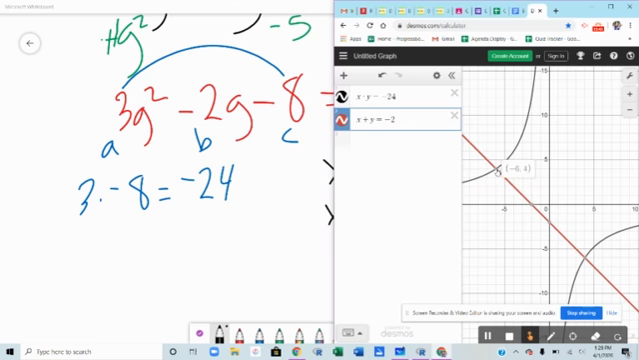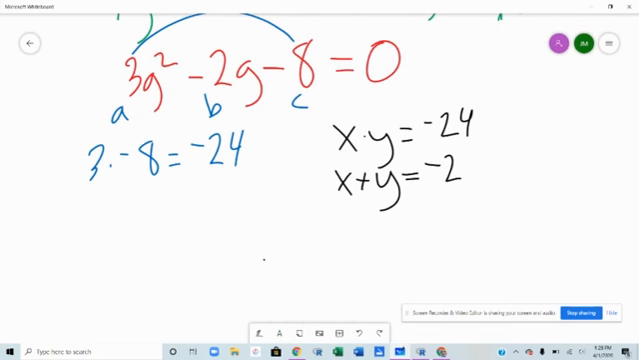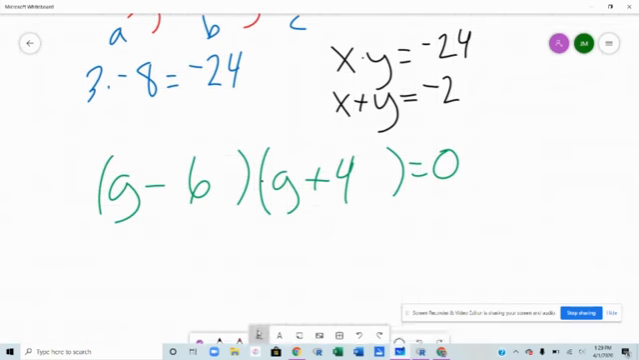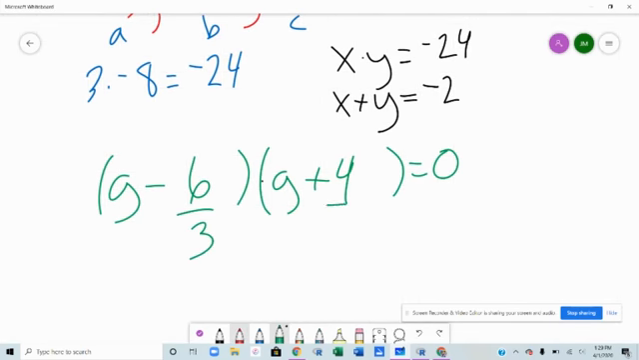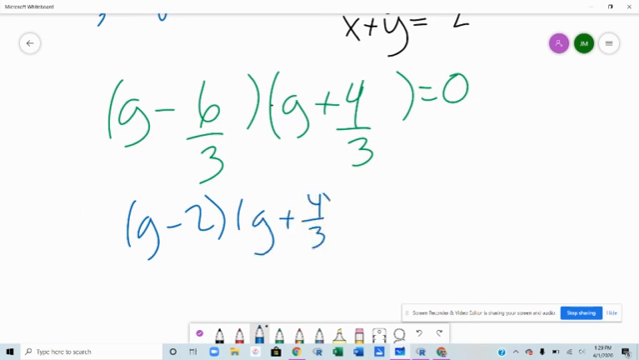They cross at negative 6 and positive 4. So 2 sets of parentheses. Your variable goes first. Then your 2 numbers are negative 6 and positive 4 equals 0. Go back and look at A. It is 3. So you need to divide both of those by 3. You do want to check if either of them reduce. This one reduces. This is really g minus 2. But the other one can stay just 4 over 3 because it doesn't reduce.